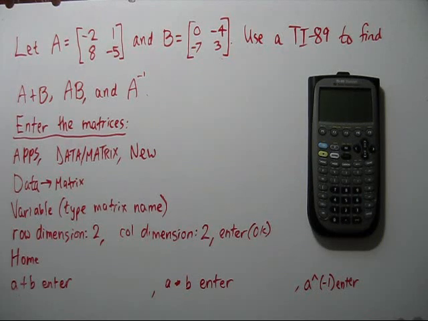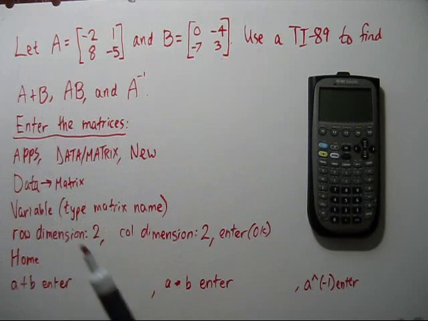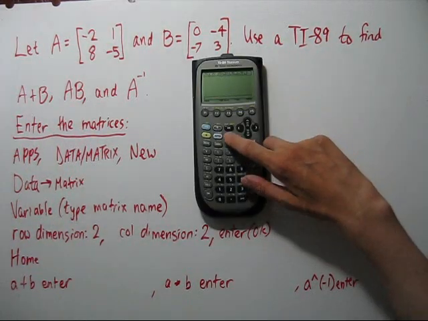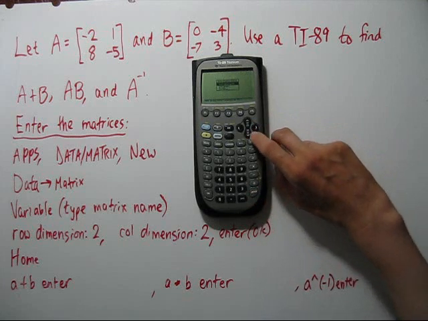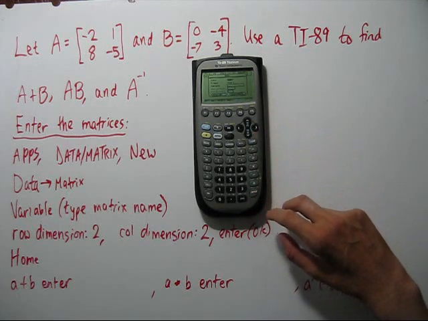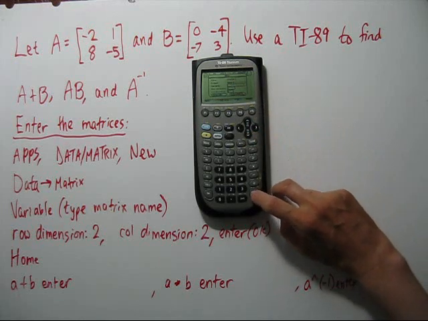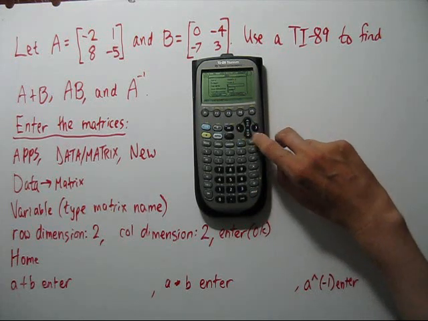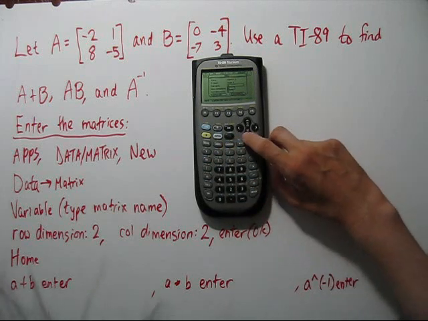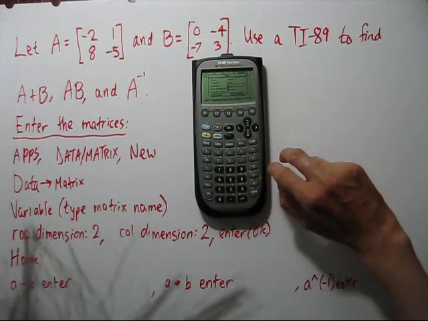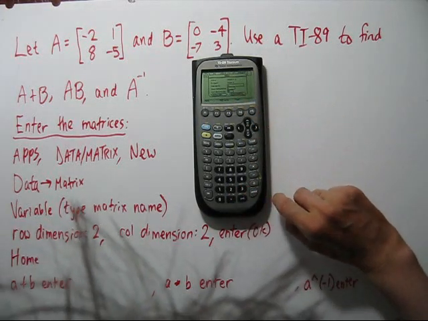We're going to use a calculator to find A plus B, AB, and the inverse of A. Go to apps, arrow to data matrix, and let's do a new one. And data, right arrow, and then go down to matrix, hit enter, and then go down to the variable name. I'm just going to type in A. Row dimension we want 2, and then column dimension is also 2.